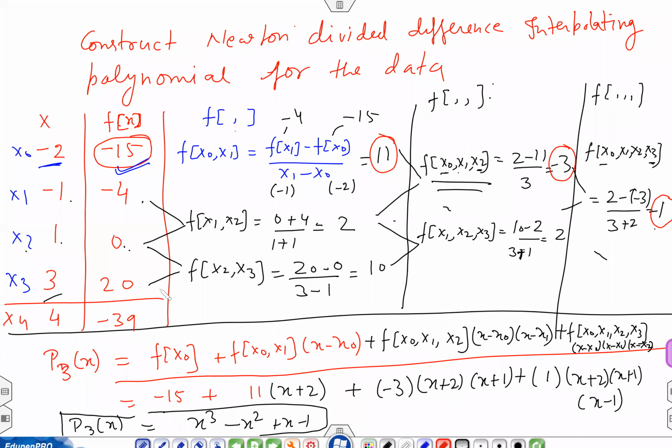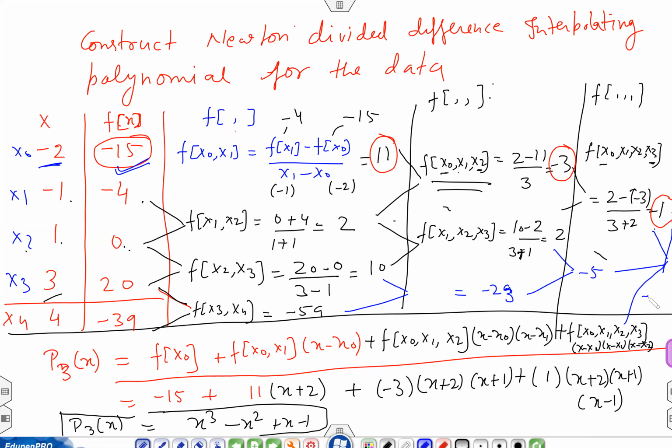You have to do one more calculation here. What is that? You have to compute here x3, x4, that is the value minus 39 minus 20 upon 4 minus 3. The value is coming out to be minus 59. Using these values, you are getting minus 23 and 23, and then adding these two values, you are getting minus 5, and then one more value will be computed, minus 5 minus 1 upon 4 minus 2.